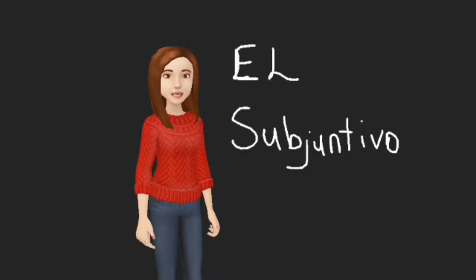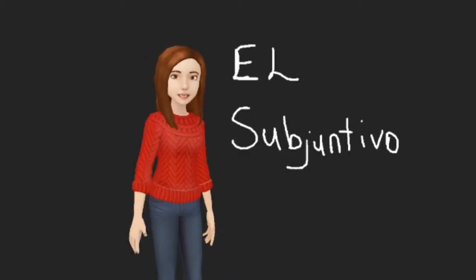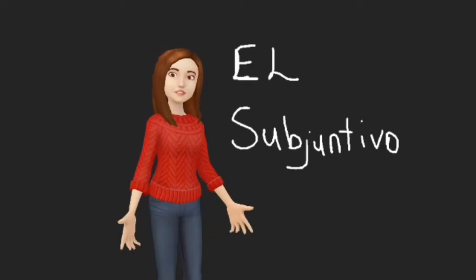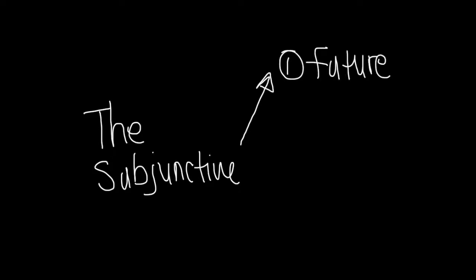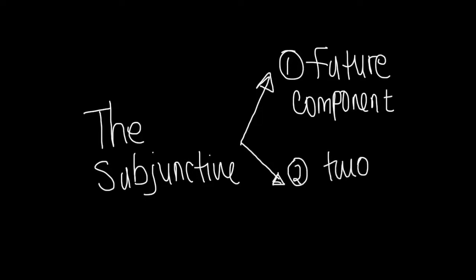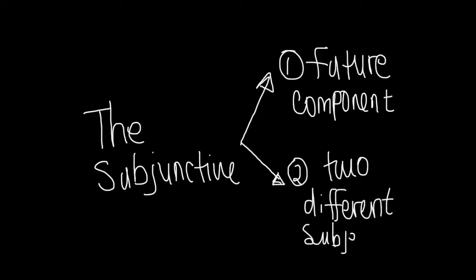Hello everyone. In today's lesson, we're going to review some of the uses of the subjunctive. So let's begin. The subjunctive mood is used to express a wish that we want someone else to do, or to give a recommendation to someone, or to simply speculate about something that might happen. In general, there is a future component and also two different subjects that are going to perform two different actions. So let's take a look at our first example.